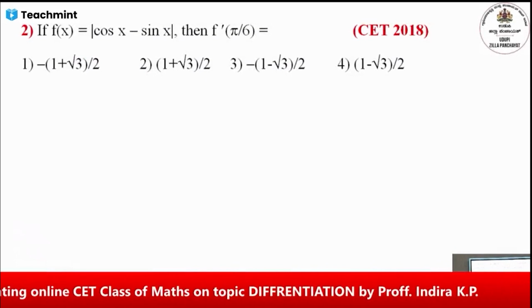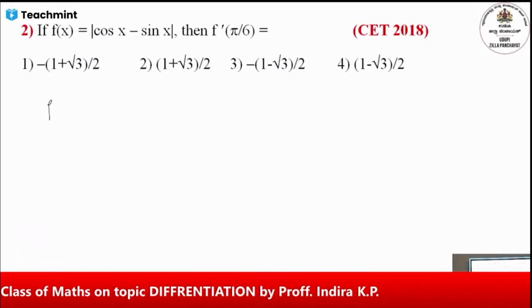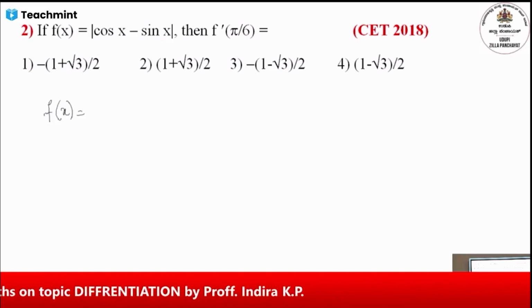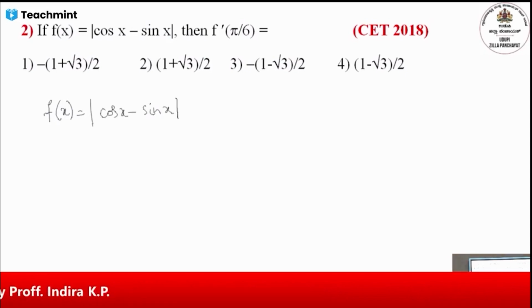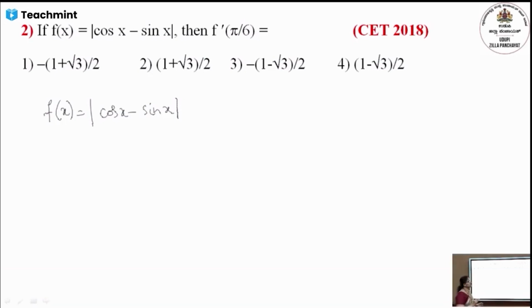Okay, the next question: f of x is mod of cos x minus sin x. What you have to find out is the derivative of this function at x is equal to pi by 6. How do you define mod x? Mod x is x if x is greater than or equal to 0, and minus x if x is less than 0. That means modulus always gives you the positive value.